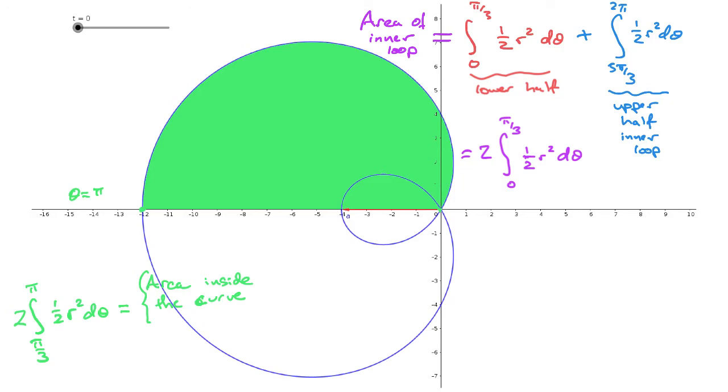And so the area outside the inner loop, but inside the curve, is just going to be the difference of the area inside the curve minus the area inside the inner loop. And so let's go through and actually calculate those values now with our integration. So our radius was given by 4 minus 8 cosine of theta.